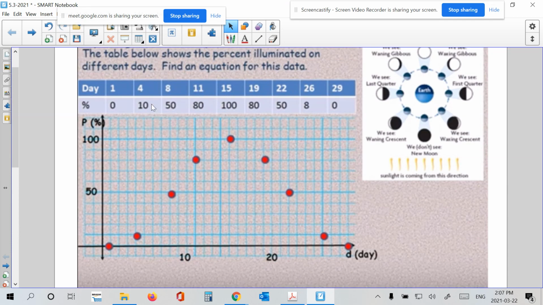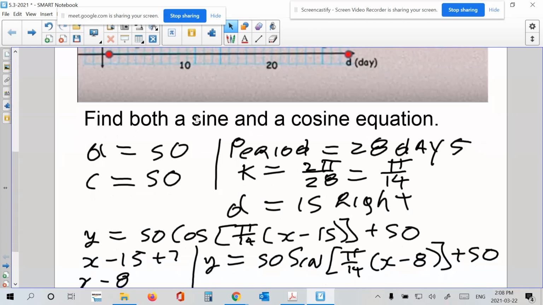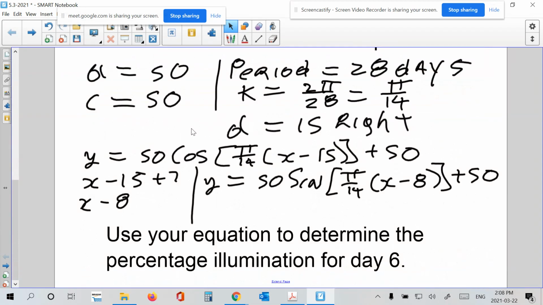Now we can assume, a reasonable assumption is that it's going to be somewhere between 10 and 50, because in jumping from 4 to 8, somewhere right in the middle is where day 6 would be, and therefore it should be somewhere between 10 and 50. But if we have equations, could our equations give us something more accurate, right? If we're going to model it using this equation, can we use the equation to figure out what's happening on day 6.